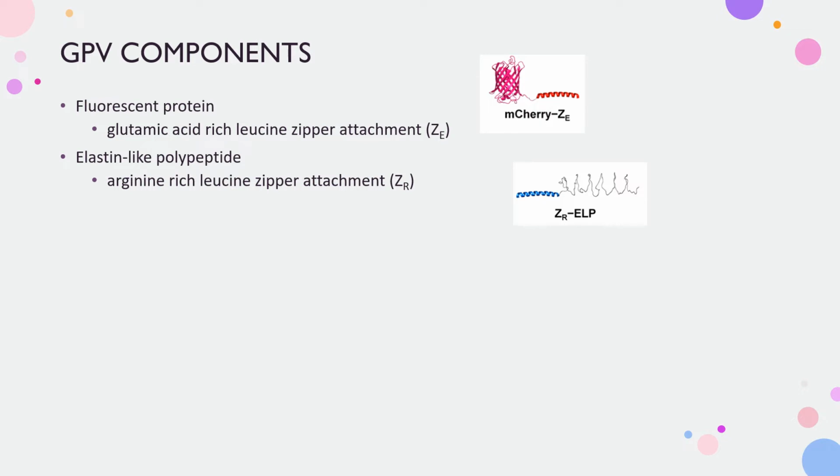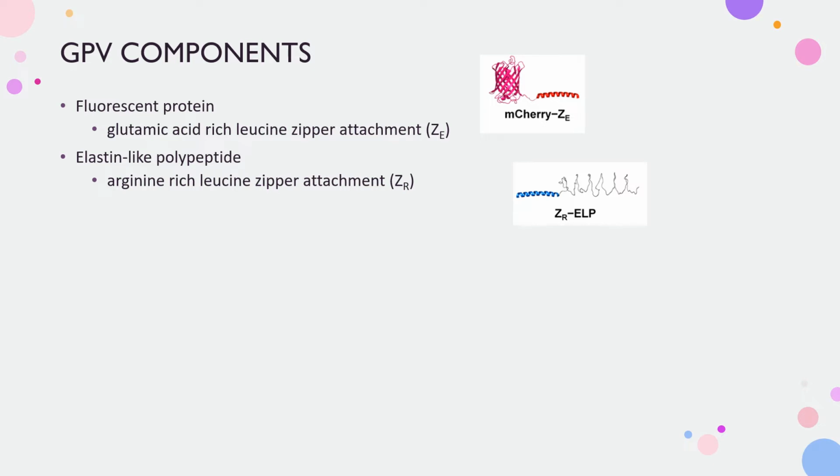So I'll start off with in general what are globular protein vesicles. Some of the components include a fluorescent protein attached with a leucine zipper, in this case glutamic acid rich. You can see to your right where it says mCherry and ZE. The ZE part is the leucine zipper, that's the coiled coils, and the globular protein is the helix that you see formed as the mCherry.